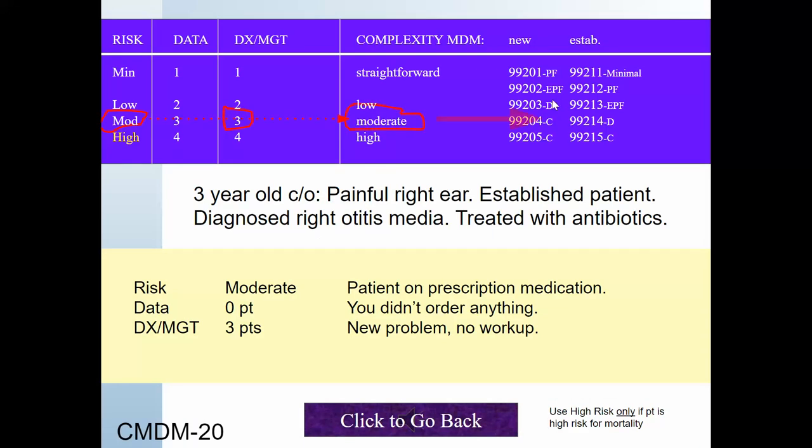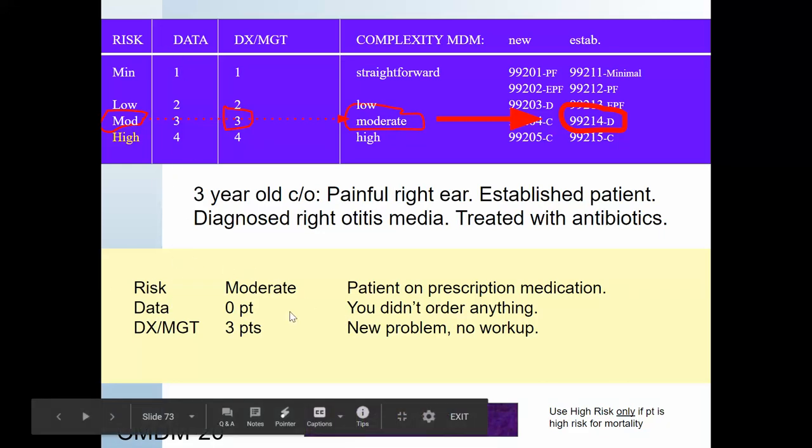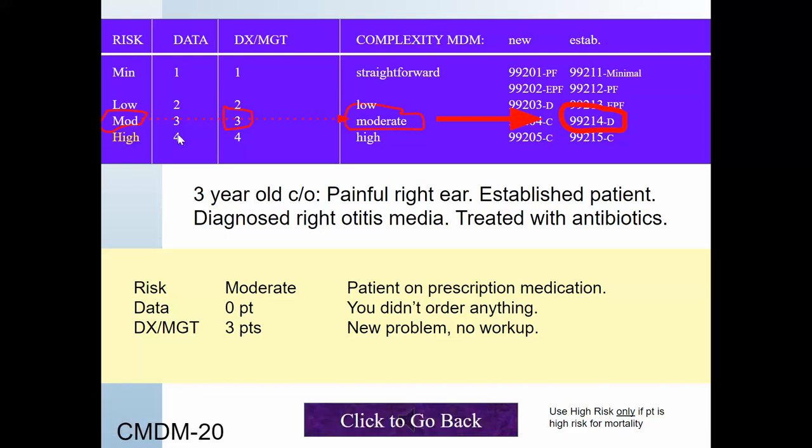Well, we got a 3-year-old with a painful ear. It looks like otitis media, and it looks like we're going to need to treat with an antibiotic. So the risk is moderate. Why? Because you're using prescription medication. Remember how easy that one was when we first learned risk? Data, 0. Why? Because you didn't do anything. So when you don't do anything, you don't get anything. So that works. There's balance.